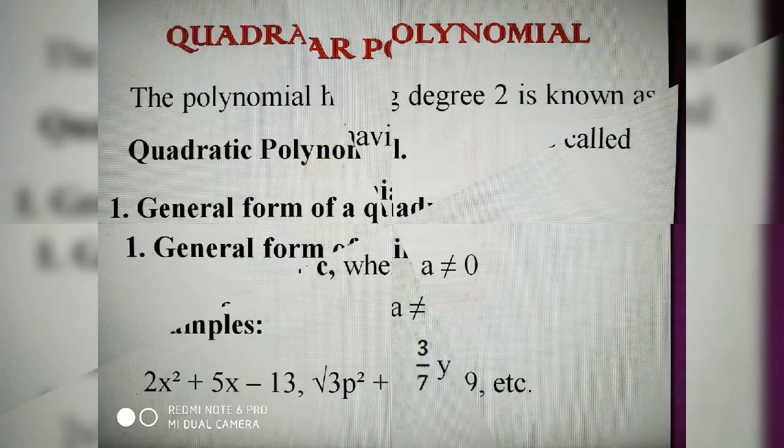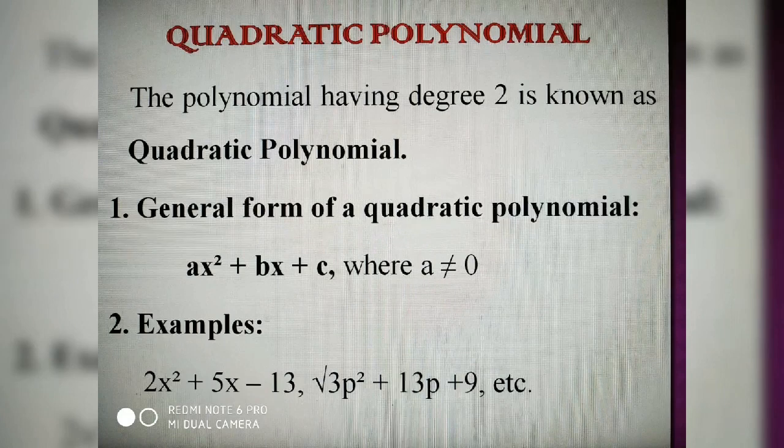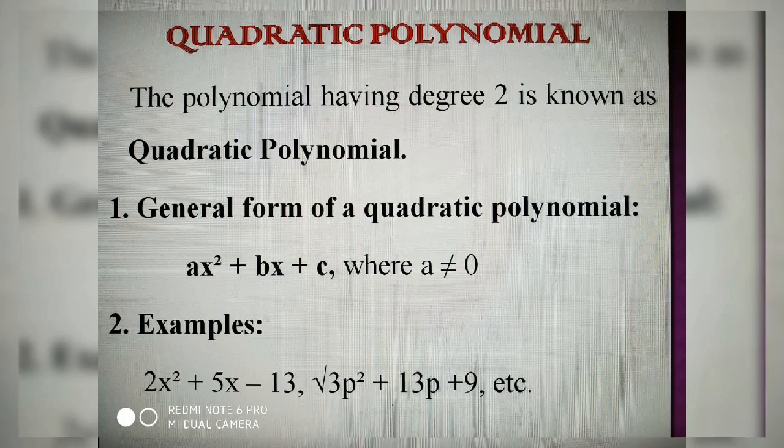Next is the quadratic polynomial. The polynomial having degree 2 is known as a quadratic polynomial. The general form of a quadratic polynomial is ax square plus bx plus c, where a is not equal to 0. If a is 0, then in this polynomial there will be no term containing x square, so it will not be termed quadratic. For example, 2x square plus 5x minus 13.